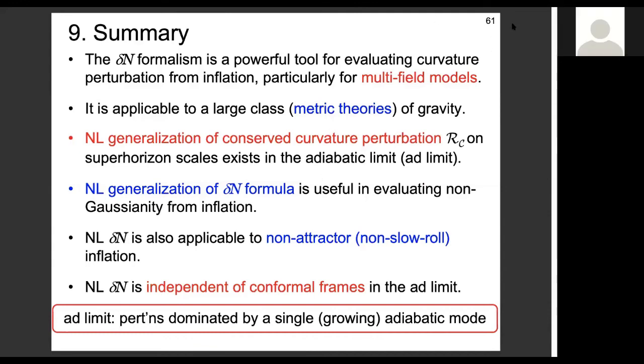Hello, may I have a question? Sure. This is just out of my curiosity, but I'm wondering about the so-called disformal transformation. That means that the transformation of the metric involves the kinetic term of the matter field. So can we define even such a transformation? Can we define the gauge invariant quantity just the same as what you've done?